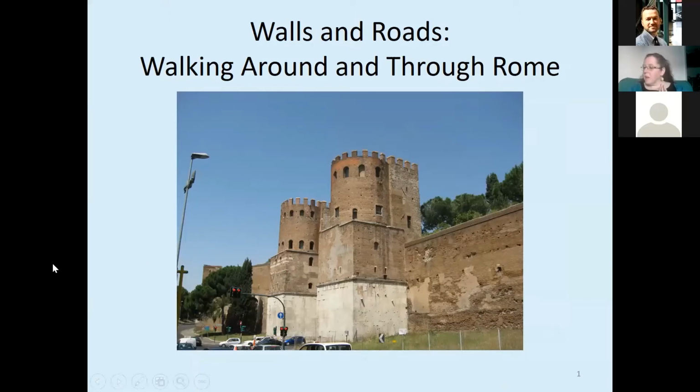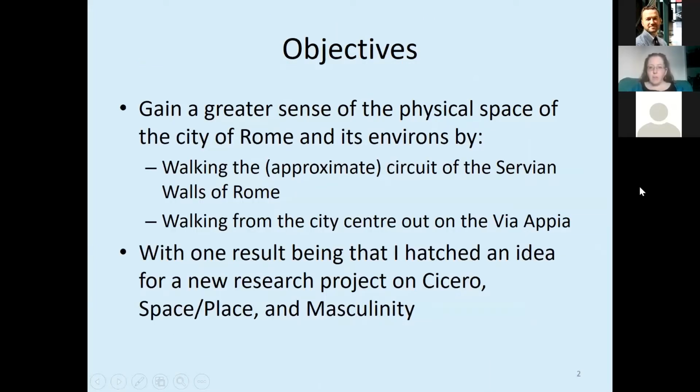So first of all, we have a slide here, walls and roads, walking around through Rome, which shows both some walls and a road in Rome. But it's not actually these walls that I'm going to be talking about. These are the Aurelian walls, which are some later ancient walls. And they're not the walls that I was interested in walking around.